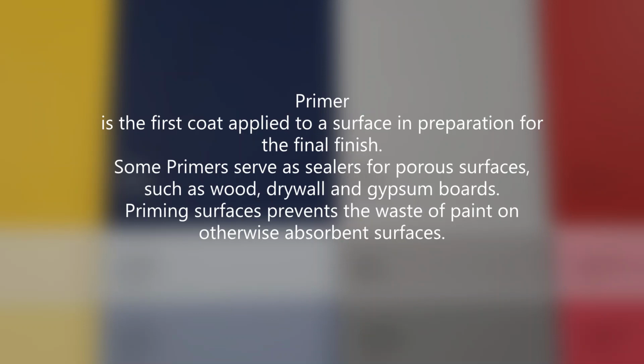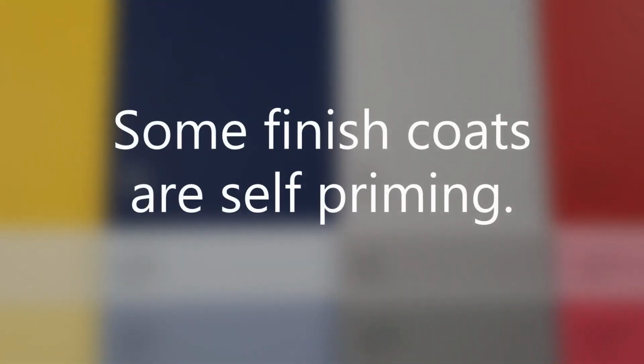Primer is the first coat applied to a surface in preparation for the final finish. Some primers serve as sealers for porous surfaces, such as wood, drywall, and gypsum boards. Priming surfaces prevents the waste of paint on otherwise absorbent surfaces. Some finish coats are self-priming.